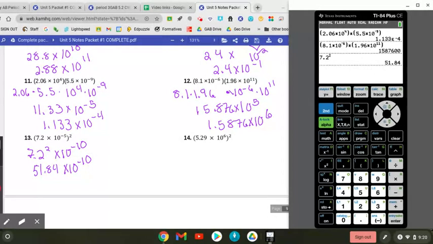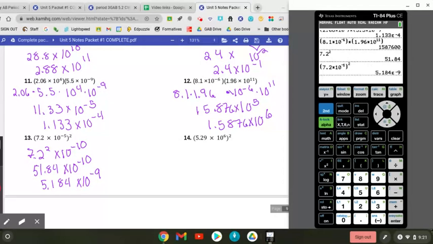I need to make my number have one decimal place. I need to make it between 1 and 10. So I made the number smaller, so I'm going to make the exponent bigger. Now again, on my calculator, I can do that by just typing it. And you can see I have the same answer. So please pause and do number 14.